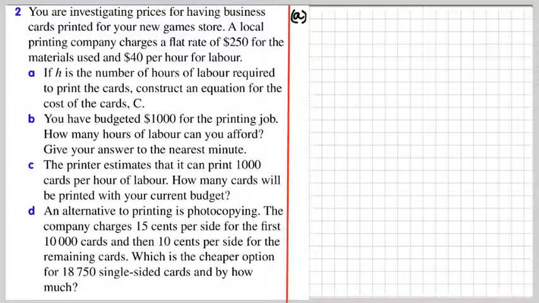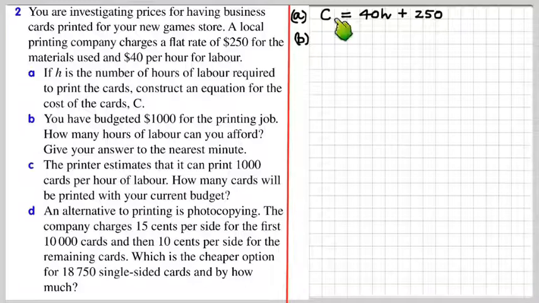Yes, I think I get that. Wouldn't it be $250 plus 40 times H, I think? I think it would be. Yes, that's right. That's it. Okay, B. You have budgeted $1,000 for the printing job. How many hours of labour can you afford? Give your answer to the nearest minute.